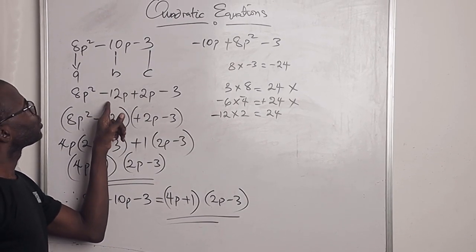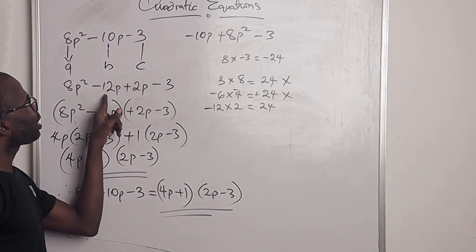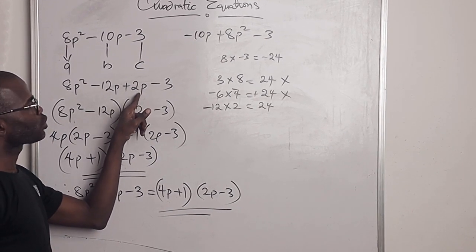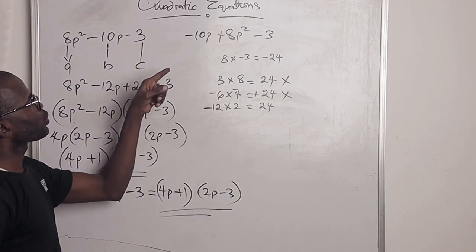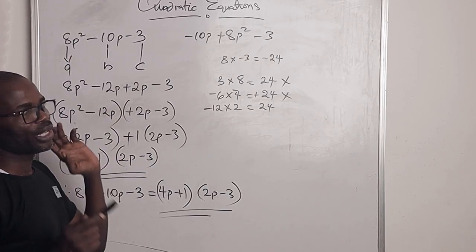Then minus 12 times plus 2. What will it give you? That will give you minus 24. 8 times 3 is 24.